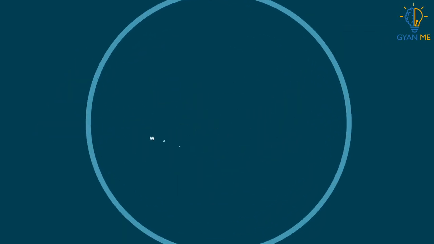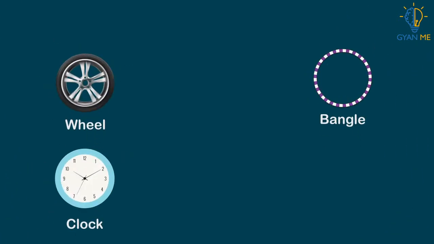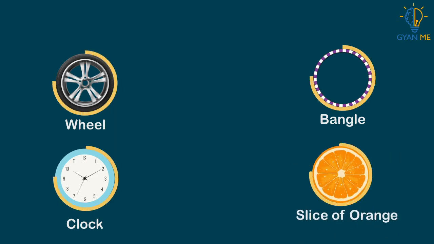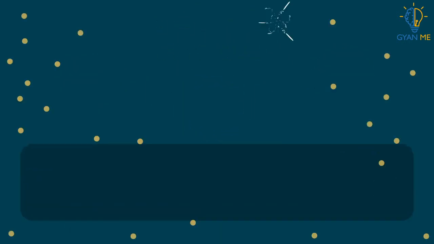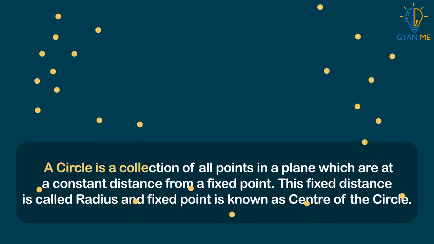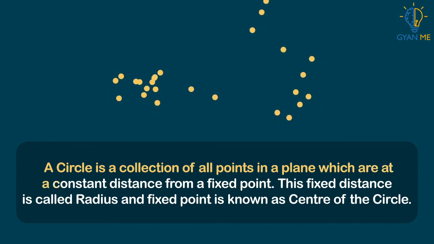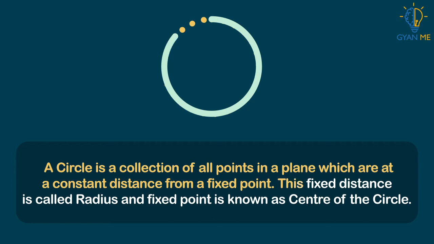Now let us observe the shapes of a wheel, clock, bangle or a slice of orange. What shape is coming out in common? Yes, a circular shape. You already know that a circle is a collection of all points in a plane which are at a constant distance from a fixed point. This fixed distance is called the radius and fixed point is known as center of the circle.